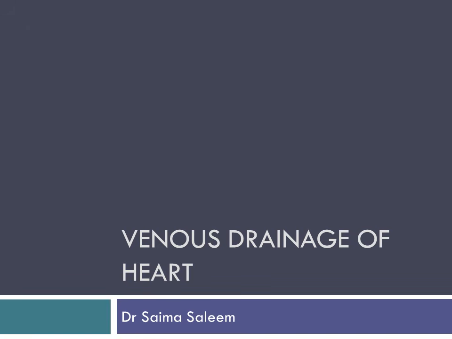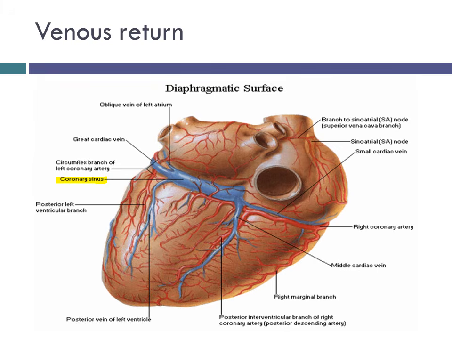Today we will be discussing the venous drainage of the heart. Now basically the heart is drained by two types of veins. The one type comprises the small veins which, after draining blood from different areas of the heart, will empty into a large venous channel known as the coronary sinus, and this coronary sinus then will open into the cavity of the right atrium.